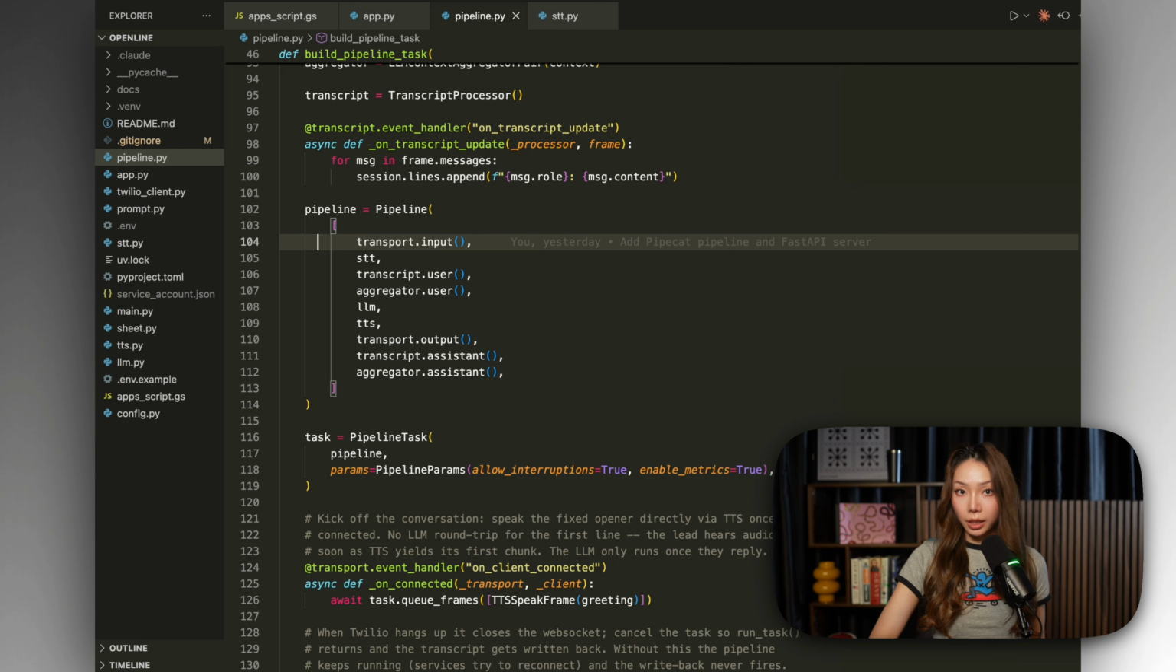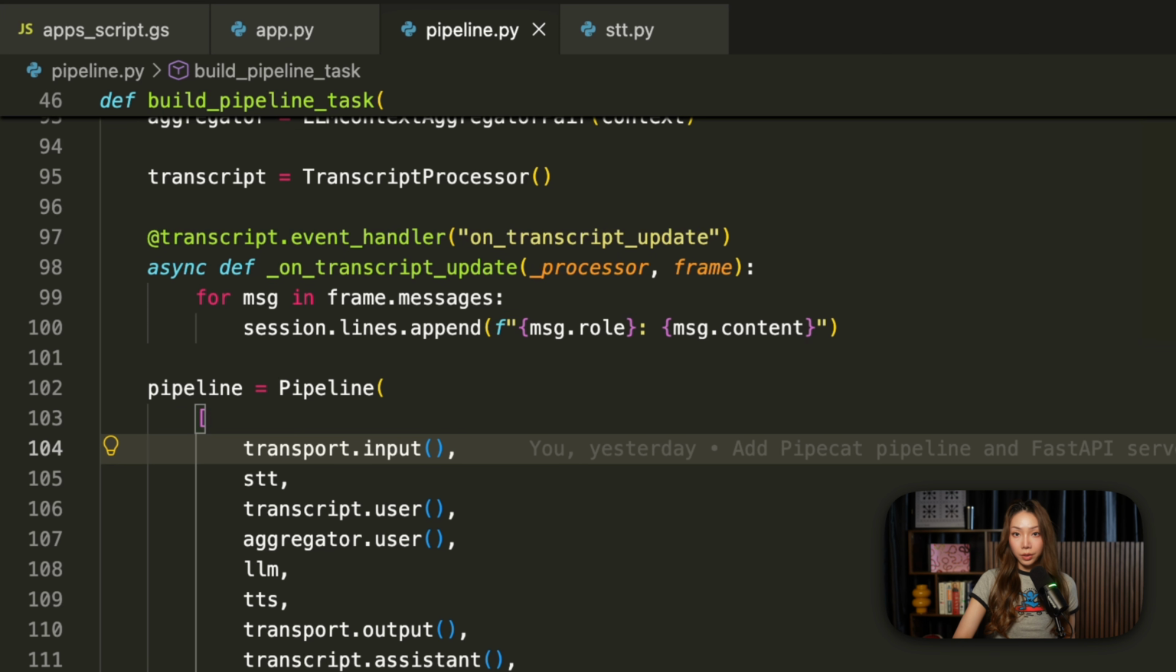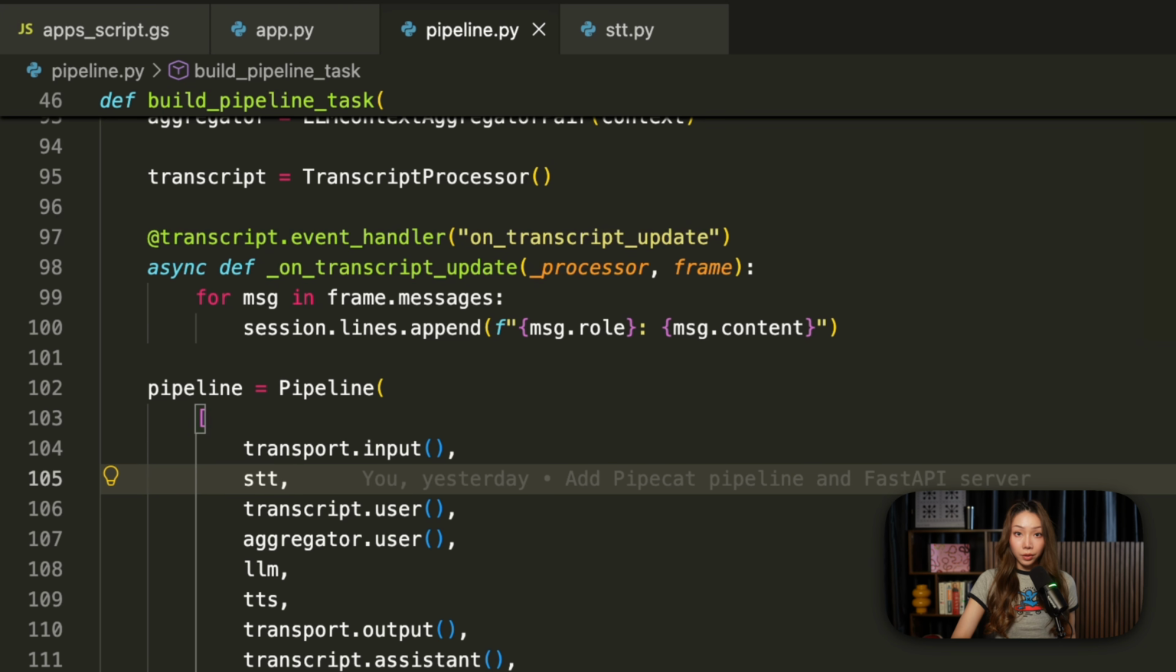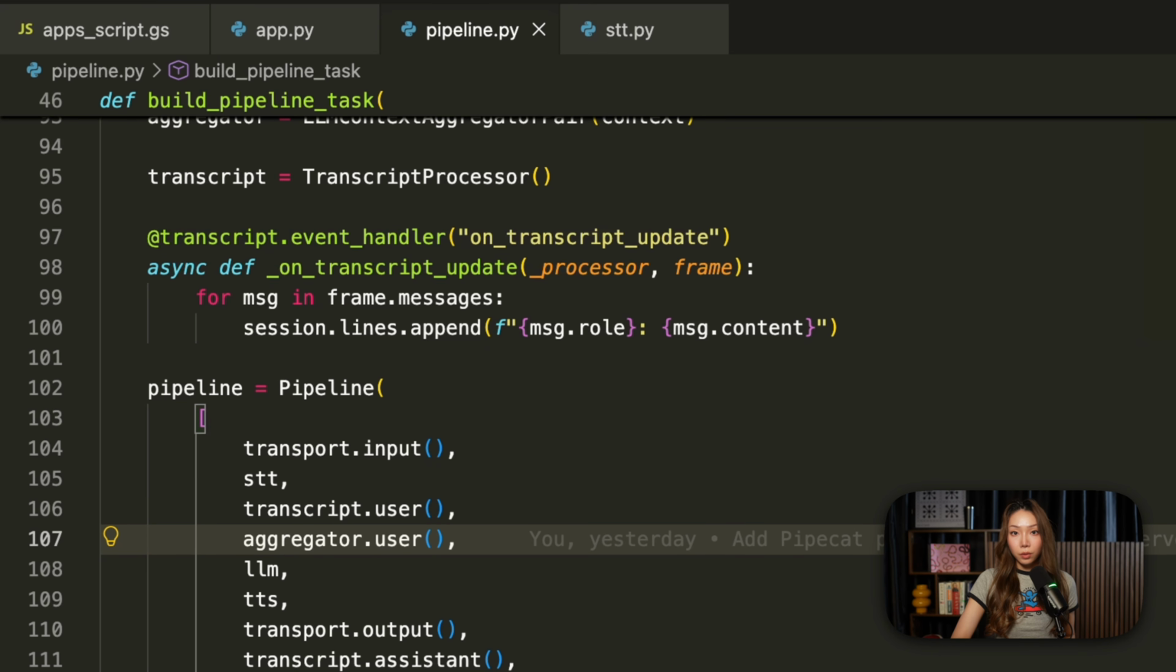Let me explain this. So transport.input is the caller's audio coming in off the phone. STT turns that audio into text. That's the hearing. And transcript.user writes down what they said so we can save it later. Aggregator.user adds their line to the conversation memory. So the model remembers the whole call, not just the last sentence.